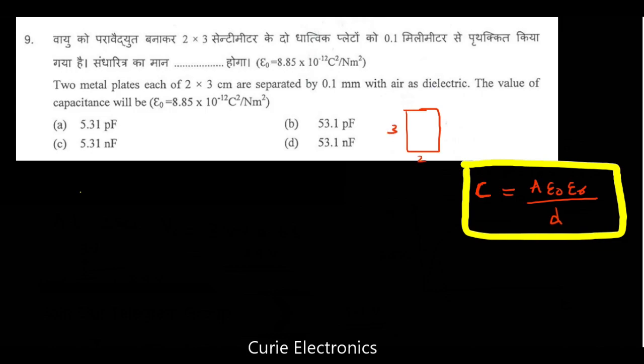2 by 3. So what is area? If we multiply these two, 3 multiplied by 2, we will get 6 centimeter square as the area. Now we have to put it in SI units, right? So what is the area? We have 6 centimeter square, but we have to convert it into meter square. How do you convert centimeter square into meter square? You have to multiply it by 10 to the power minus 4.